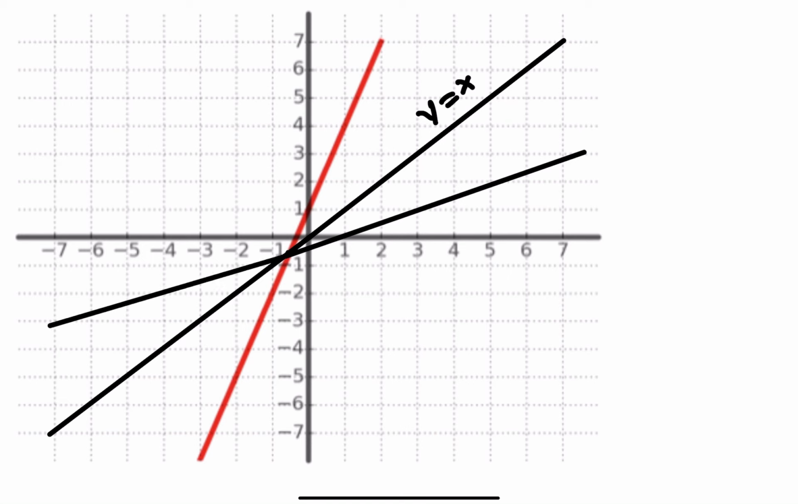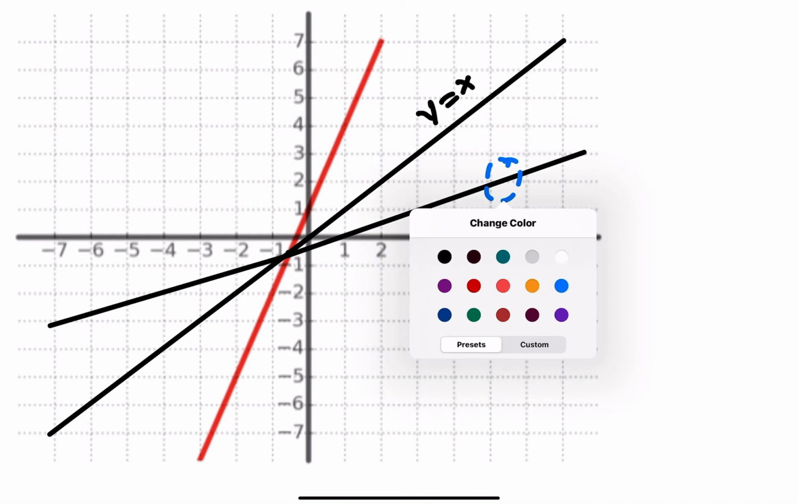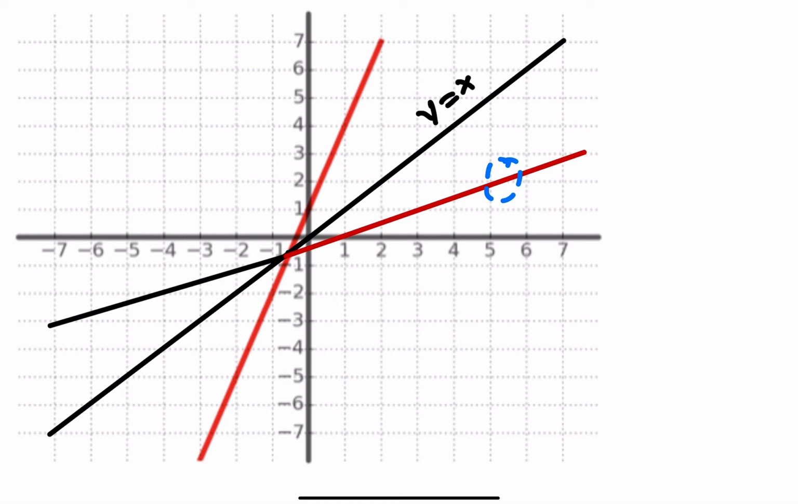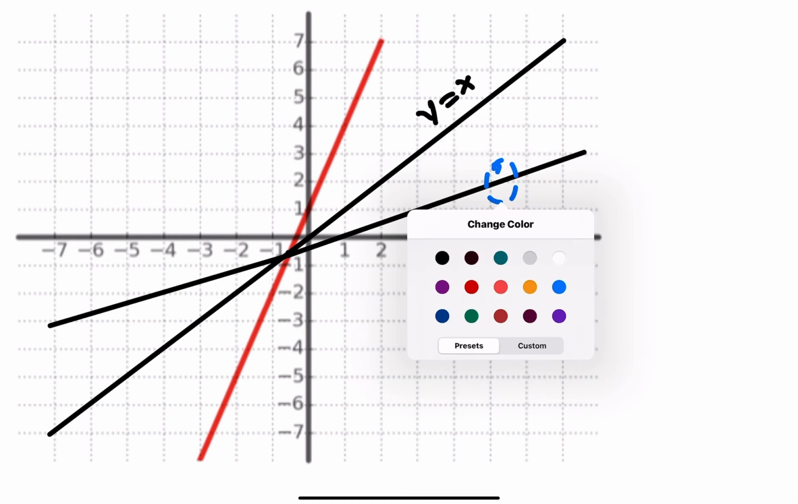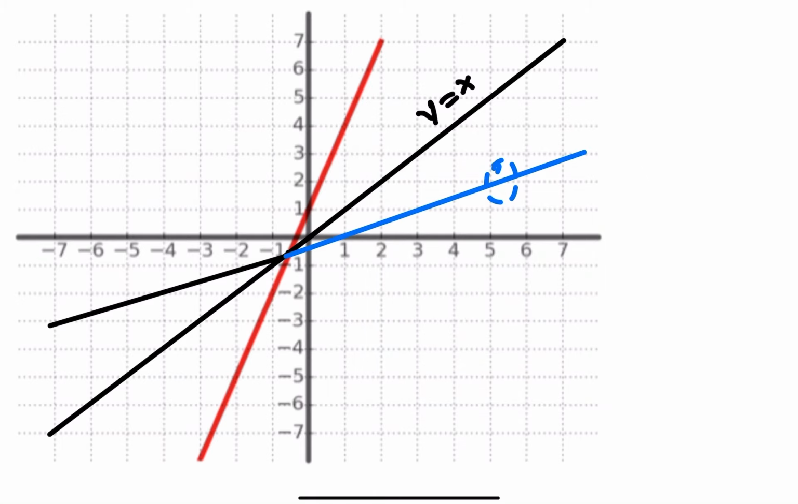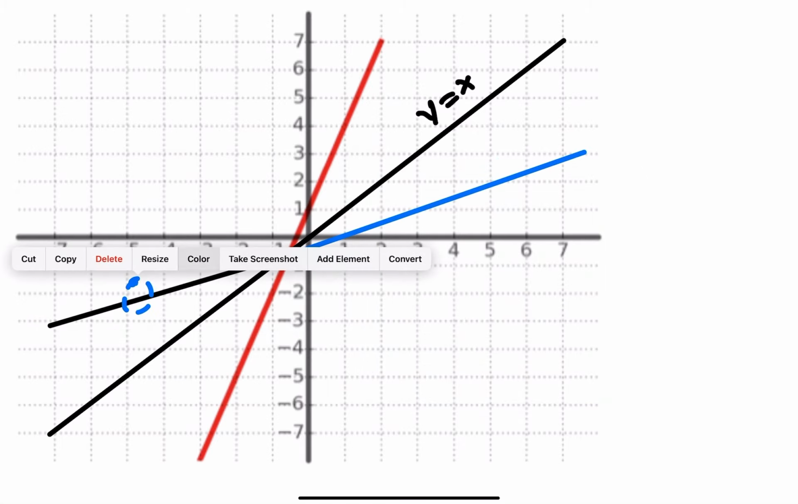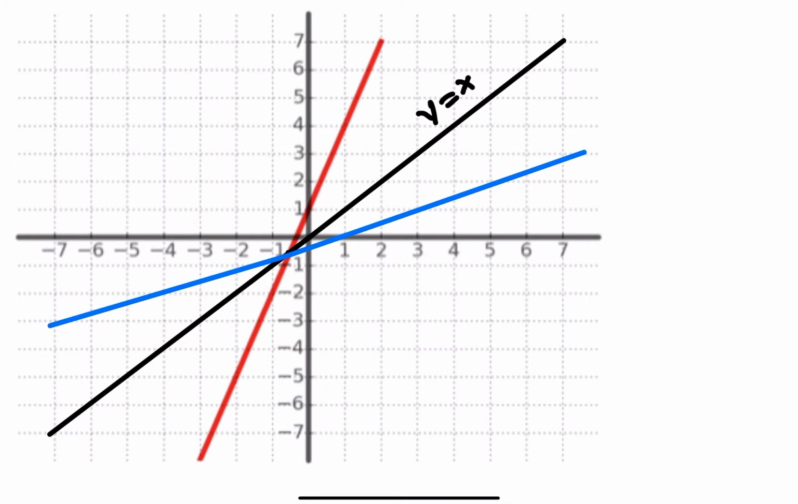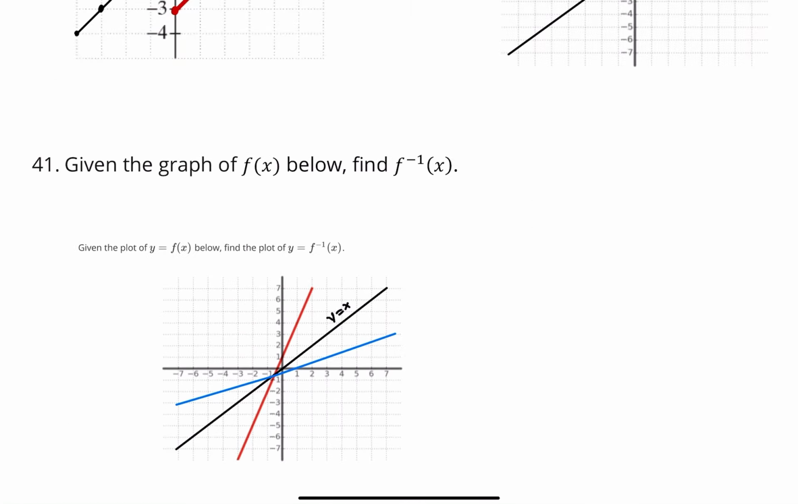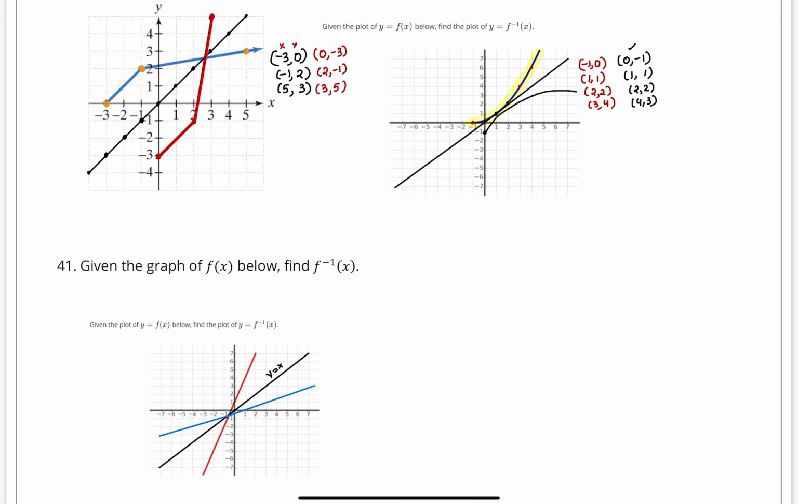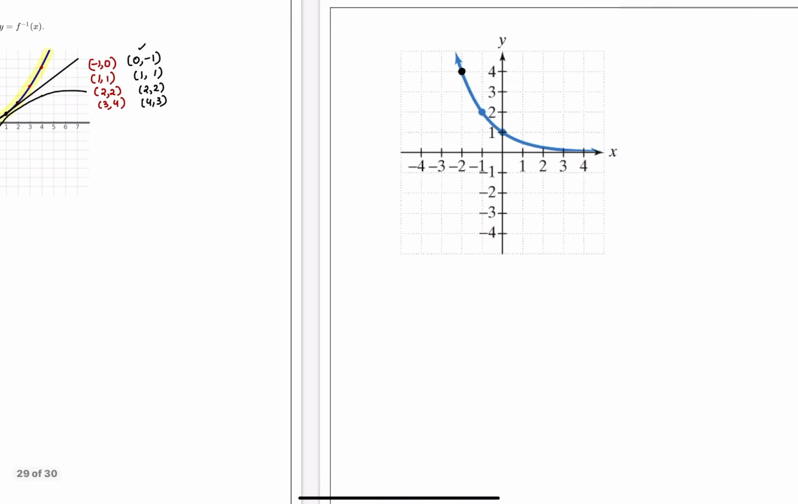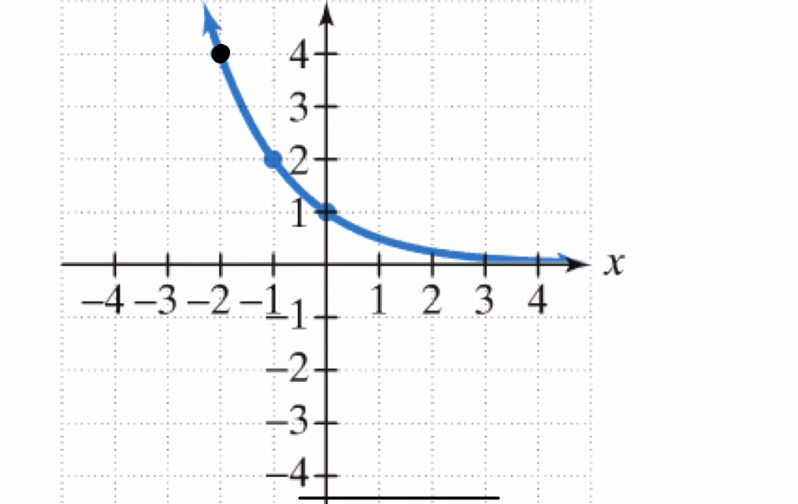So you see that. Let me change the color here. Oops, wrong color. Now you see I flipped the line along y is equal to x. So there are multiple ways of doing it. You can go ahead, plot the points, or you can simply graph your line y is equal to x and flip your function. Now let's look at this one.